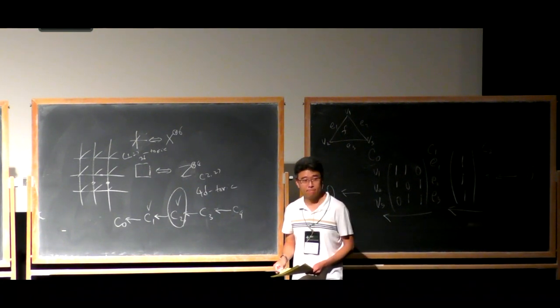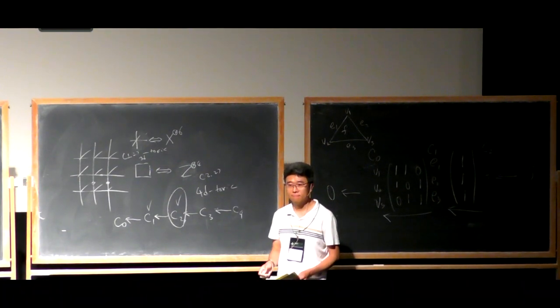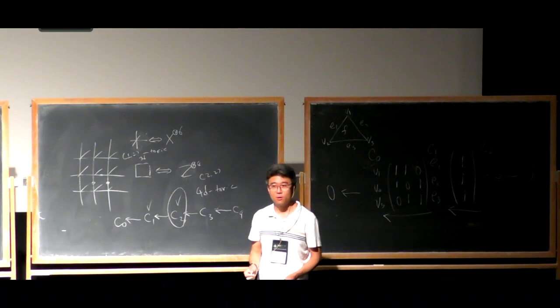I was just wondering about that last question. Yeah, but in the two-dimensional toric code, the qubits are in the 0 cells, right? They're in the points. No. They're on the edges.